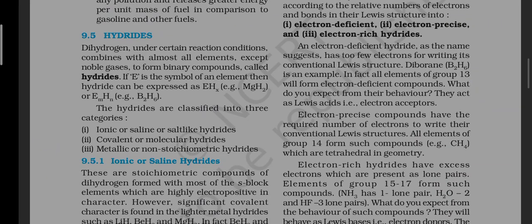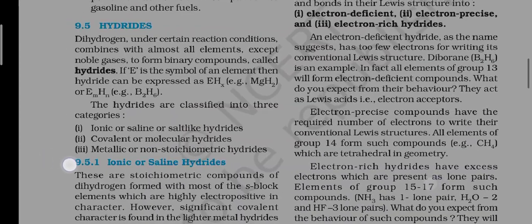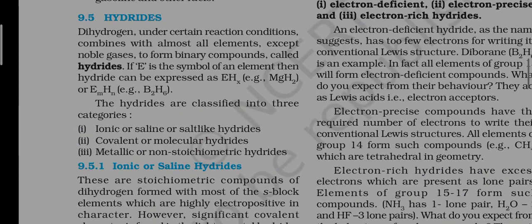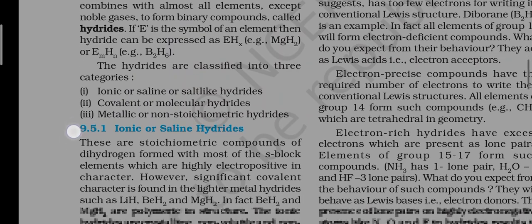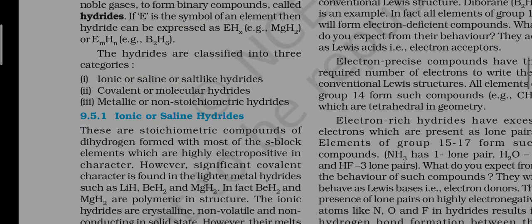Now we will read about hydrides. Dihydrogen under certain reaction conditions combines with almost all elements except noble gases to form binary compounds called hydrides. If E is the symbol of an element, then hydride can be expressed as EHx, for example MgH2. The hydrides are classified into three categories. First is ionic or saline or salt-like hydrides. Second is covalent or molecular hydrides. Third is metallic or non-stoichiometric hydrides.